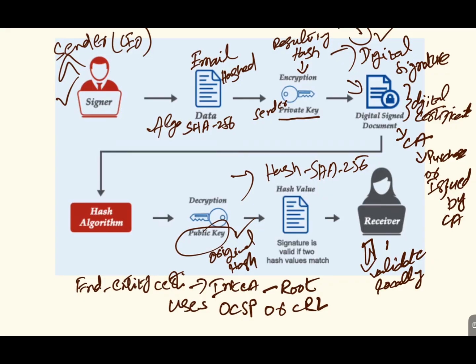So this is the whole process. So a digitally signed email is verified by validating the sender certificate through a trusted CA, comparing message hashes using the sender public key to ensure authenticity and integrity.